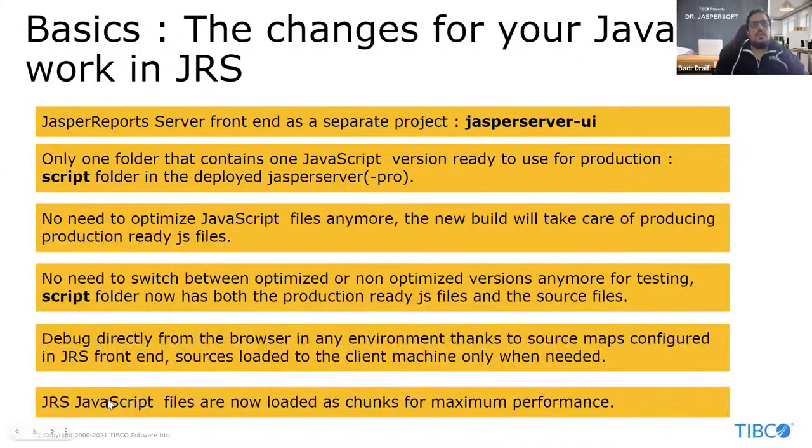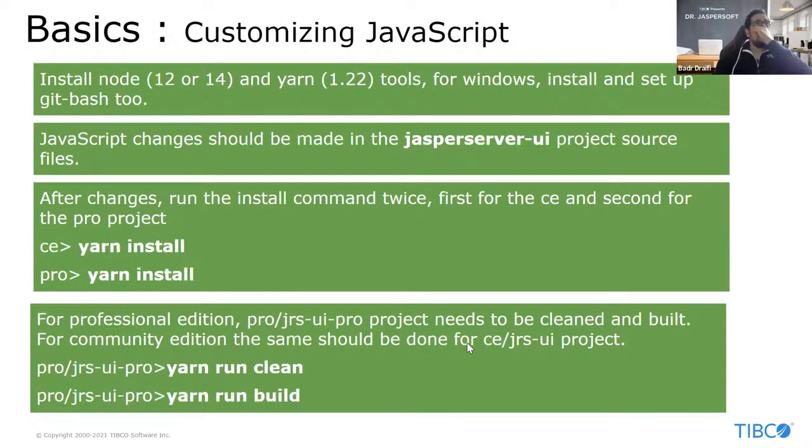So JavaScript files are now loaded as chunks for maximum performance, and we saw them. Okay, let's talk about customizing JavaScript. The first thing to do is make sure that you have Node version 12 or 14 and the Yarn tool, version 1.22. For Windows users, you need to install and set up Git Bash too. It's because we use npm scripts behind the scenes, and we need to use some Linux commands, so we need a Linux emulator. We recommend Git Bash. We're testing with Git Bash, but you can use another Linux emulator tool.